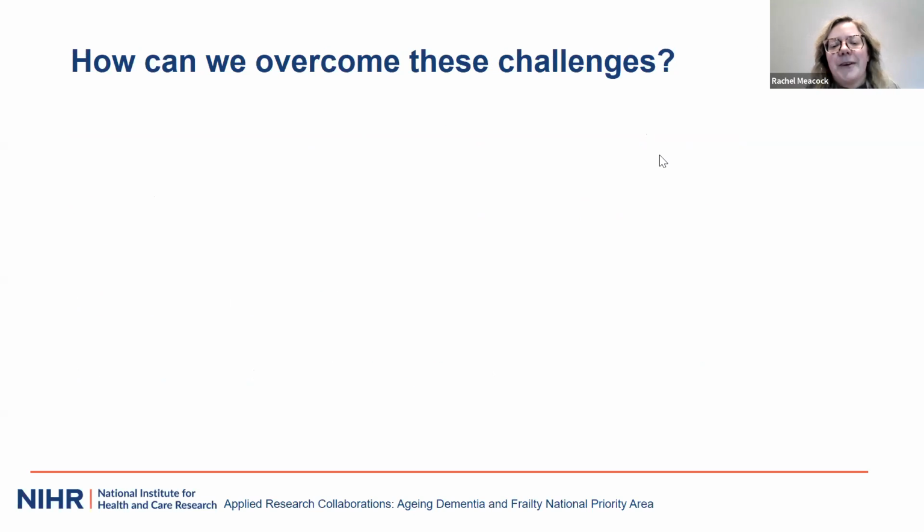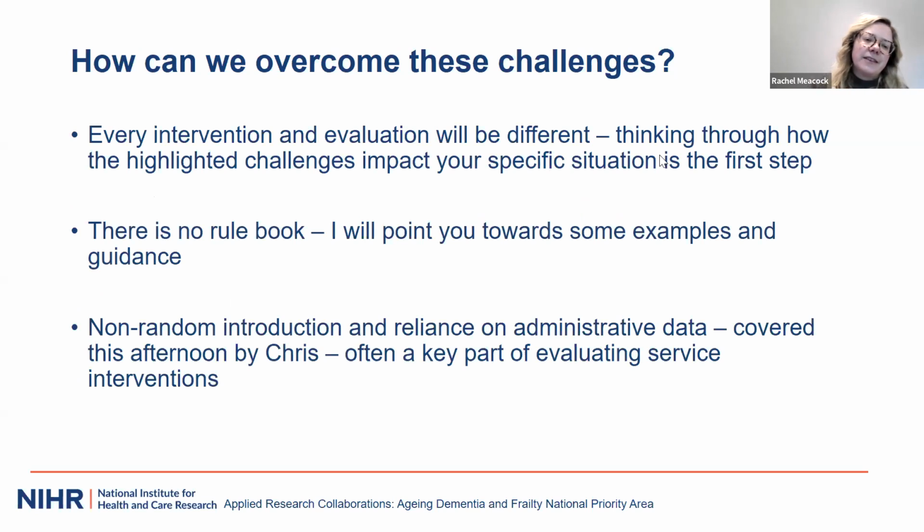So how can we overcome these challenges, and what have people done to do these evaluations? As I alluded to, every intervention and every evaluation is different, so there is no rule book yet. But think through these challenges and how they apply to your specific situation. Some are going to be more of an issue for you than others. I'll point you to some guidance, and then Chris will cover the non-random introduction later.